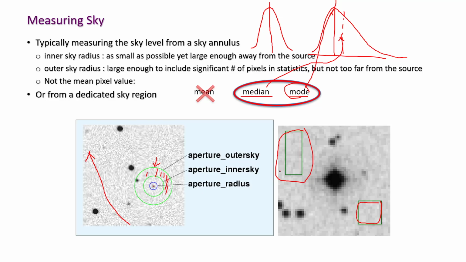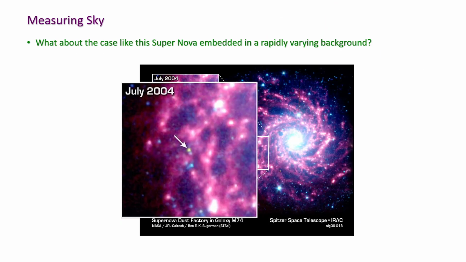But then I think there are some cases where this approach may not work, such as this. Your source, or science target, is embedded in a rapidly changing background, such as this supernova explosion. They observed the supernova in 2004 in the spiral galaxy M74. How do you measure the background contribution in this source aperture radius?